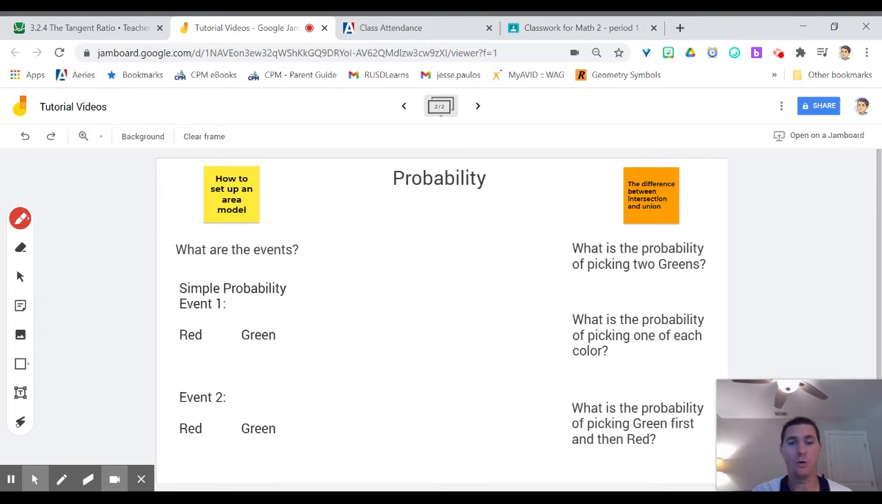Hey guys, I just want to give you a quick tutorial on probability and how to find it. All right, so let's start by defining probability. Probability is the likelihood of an event taking place. And so we describe probability using a fraction with a positive outcome over a possible outcome.